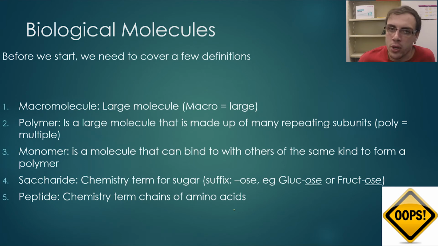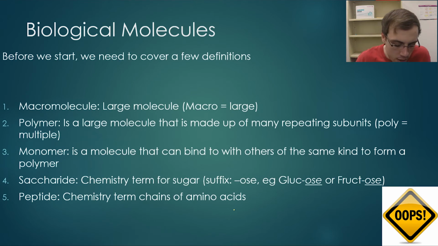The first one is macromolecule. If you see something referred to as a macromolecule, macro means large, opposite to micro, and molecule obviously means a molecule. So a polymer, poly just means multiple, so all it means is that it's a large chain of subunits. We're going to cover that in a moment when we look at carbohydrates. A monomer is simply a molecule that combines with others of the same kind. So if we have a monomer, we can have multiple monomers join together to form a polymer.